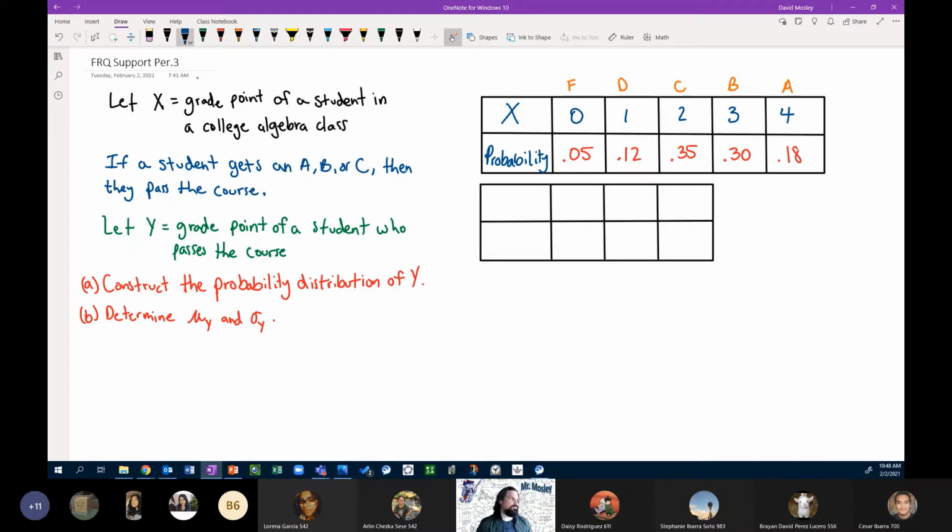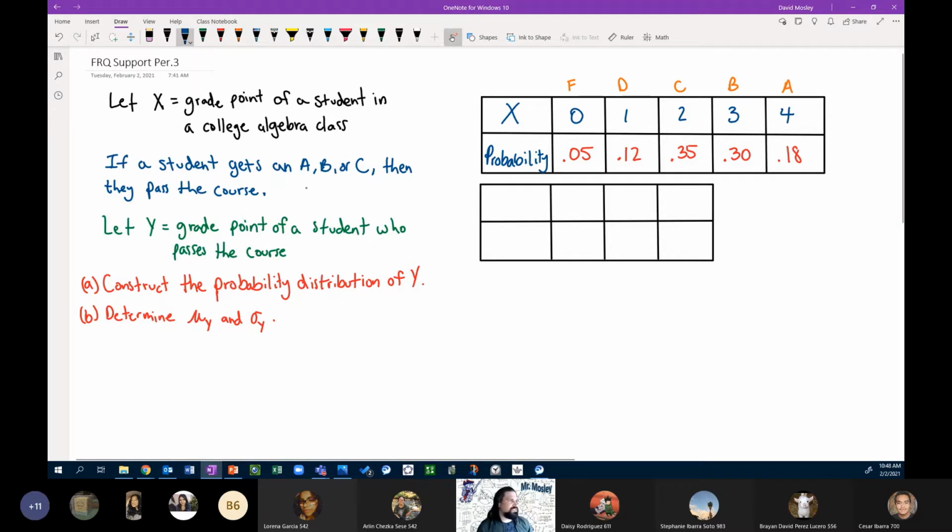it's the same concept. All right, so for this example, I'm letting the random variable X equal the grade point of a student in a college algebra class. Right, so the grade point corresponds to the letter grade. If you get an A, you have a 4, B is 3, C is 2, D is 1, F is 0. Right, and that's how your GPA is calculated, is each letter has a corresponding value. All right, so we're using these values as possible values for a random variable X.